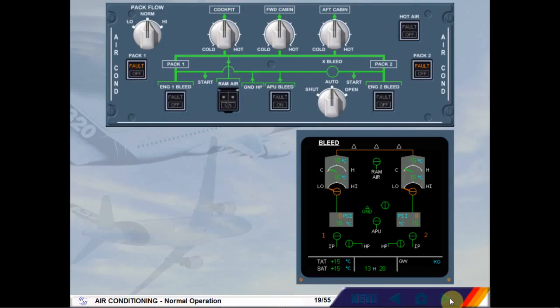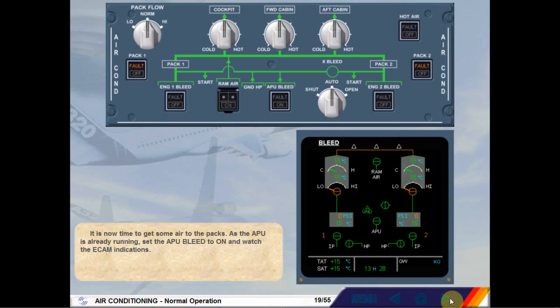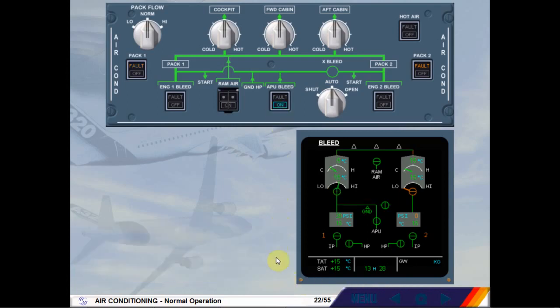It is now time to get some air to the packs. As the APU is already running, set the APU bleed to on and watch the ECAM indications. Switch APU bleed to on. Notice the APU valve indication has changed to inline green. The cross-bleed valve has automatically opened. Notice the cross-bleed selector is in the auto position. Both feed lines to the packs have been connected.